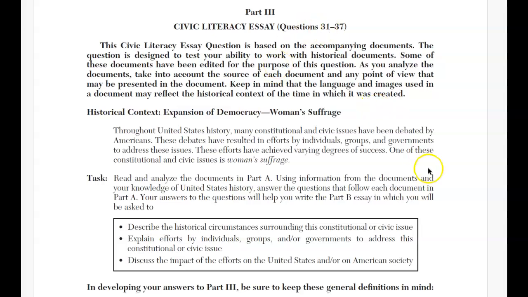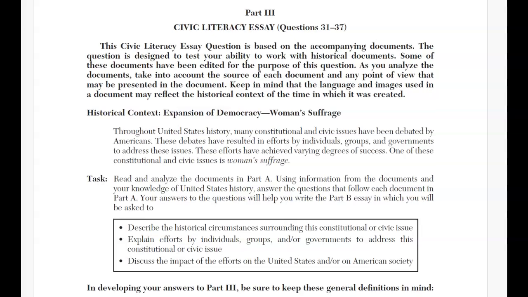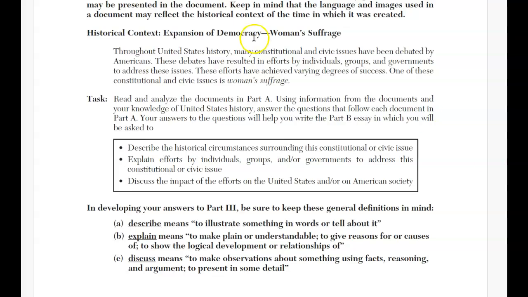So what are the keys to doing this? So first of all, reading what they give you. They give you historical context. Women's suffrage. Suffrage, we know, that word you should know, means the right to vote.